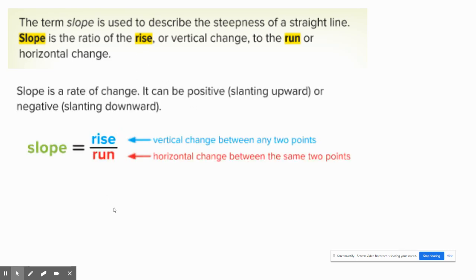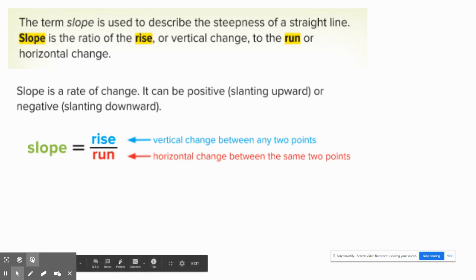Slope is a rate of change. It can be positive, slanting upward, or negative, slanting downward. If you run upward, it's going to be a positive slope. And if you run downward, it's going to be a negative slope. And it is rise over run. That's where you're going to hear that consistently, rise over run.